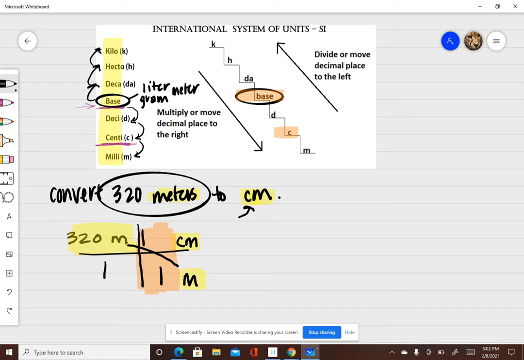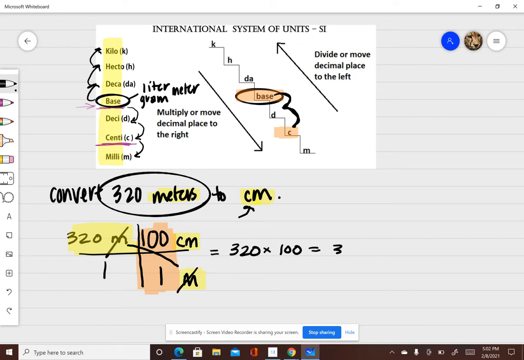I'm starting with meters, so I'm 2 steps away from centi. That means I'm going to add 1, 2 zeros behind my 1. So I'm going to put 100 centimeters as my conversion factor. Easy as that, right? Then to solve, again, I'm going to cancel out my meters. Those are gone. And I'm going to just multiply 320 times 100.